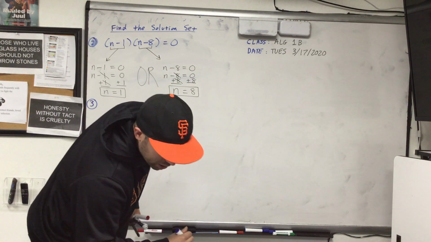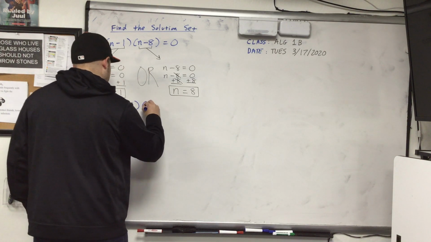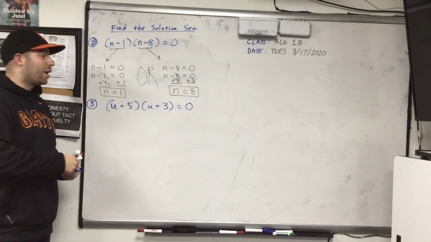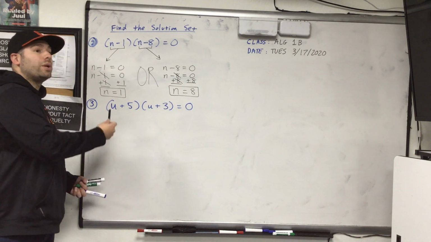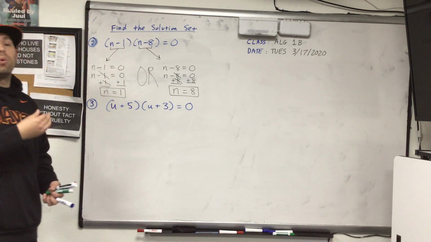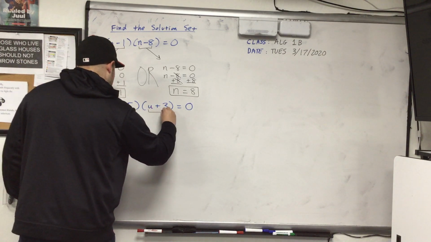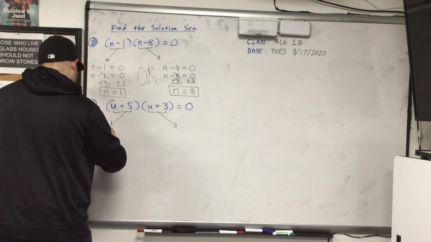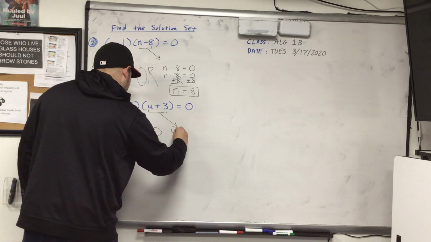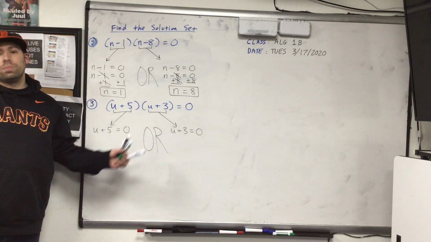Number 3. U plus 5 times u plus 3 equals 0. Same thing. We've got a multiplication problem. The product is 0, so we can split it up into 2 cases. Either the first factor is 0 or the second factor is 0, but we're going to satisfy both requirements. So we've got u plus 5 equals 0 or u plus 3 equals 0.